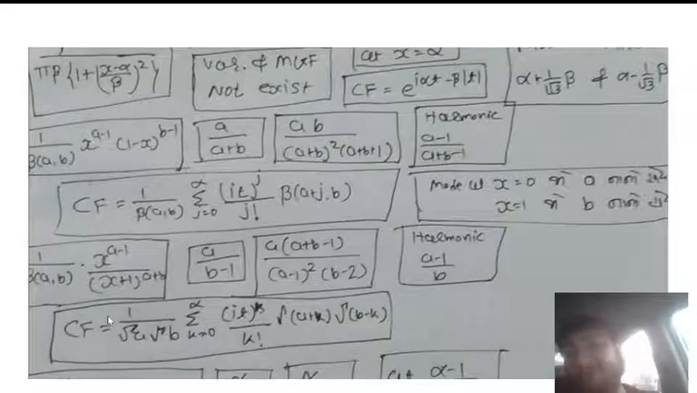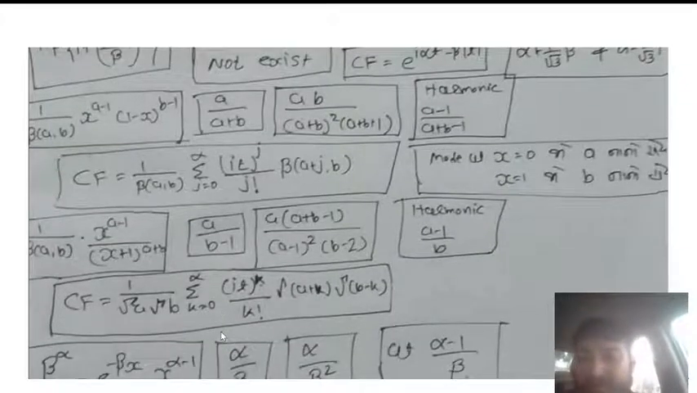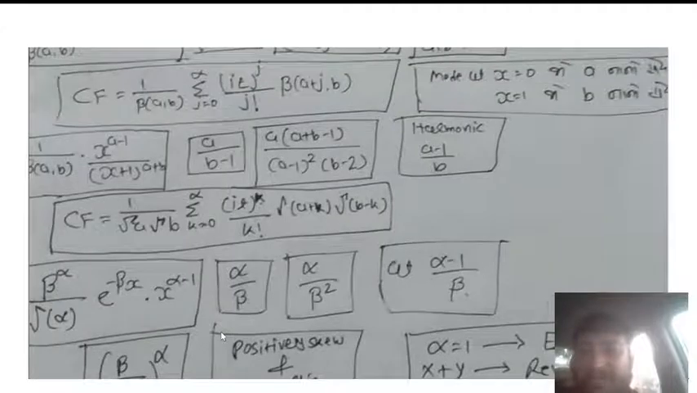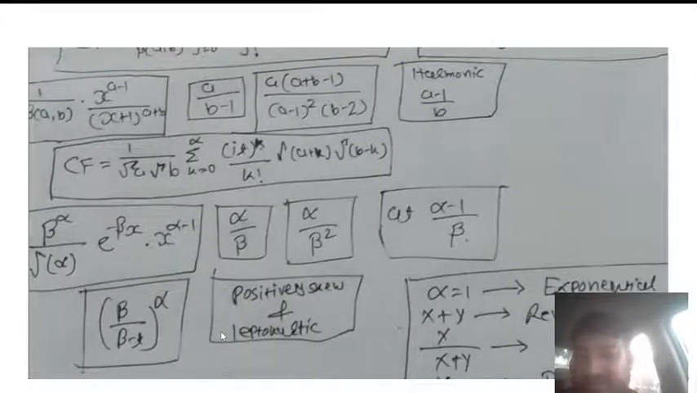The characteristic function is 1 upon gamma of a into gamma of b into the summation of k equal to 0 up to infinity, it raised to k upon k factorial into gamma of a plus k into gamma of b minus k. That is similar for both the characteristic function of beta of first kind and beta of second kind. That's too much. See both of these and compare them.